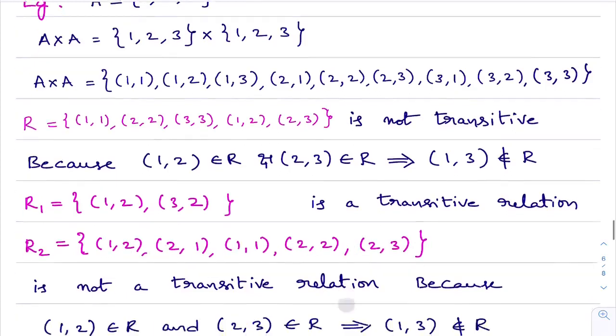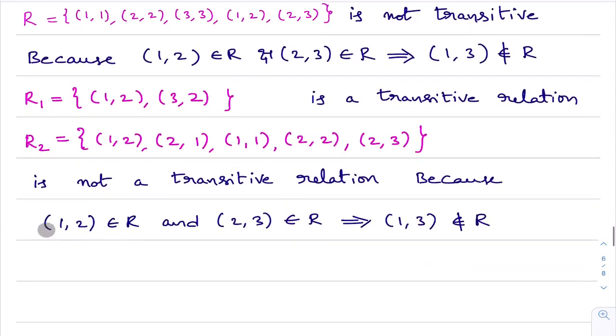Why is it not a transitive relation? Because (1, 2) is there in this relation, and (2, 3) is there in this relation. That means you are able to identify (a, b), (b, c) in this relation. So (a, c), ordered pair (1, 3), is it there in this relation? It is not there in this relation. That's why it is not a transitive relation. I hope you are understanding.